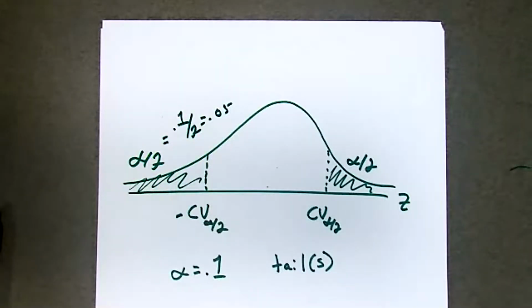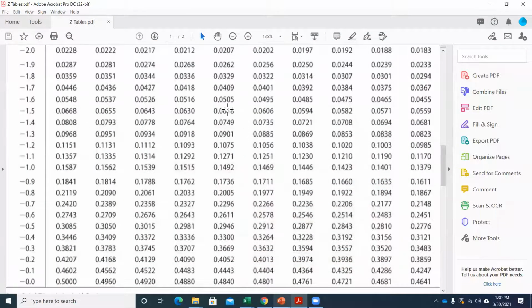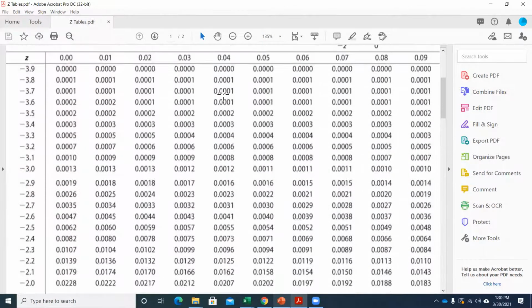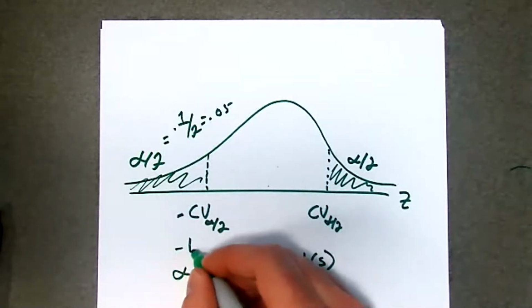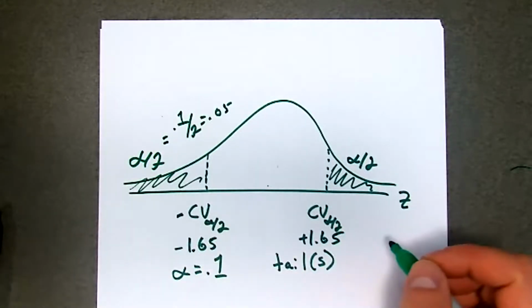So now when we go to our standard normal table, trying to find 0.05, it looks like we're in between these two. So negative 1.6, scroll up. Negative 1.64 and negative 1.65. We use the higher of the two. So negative 1.65, but also positive 1.65.